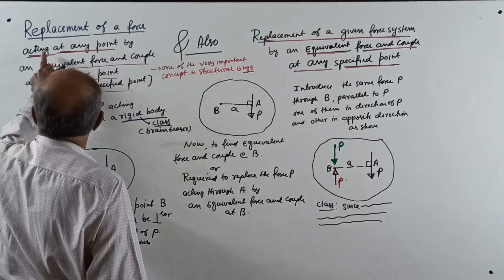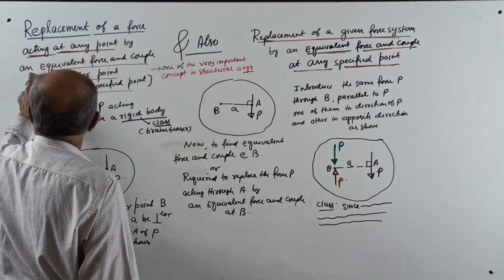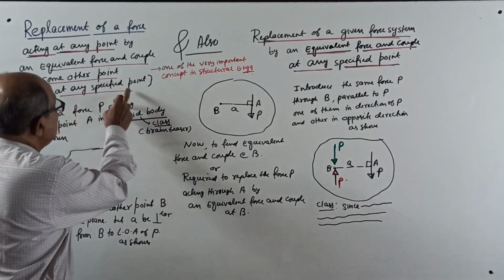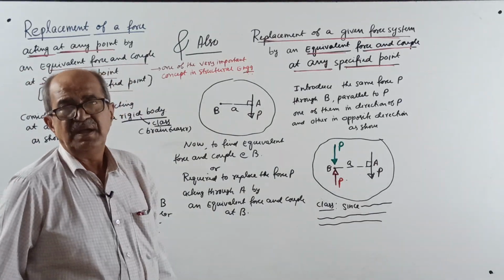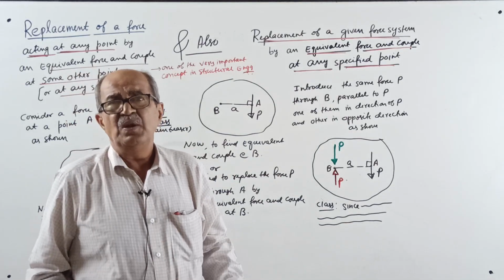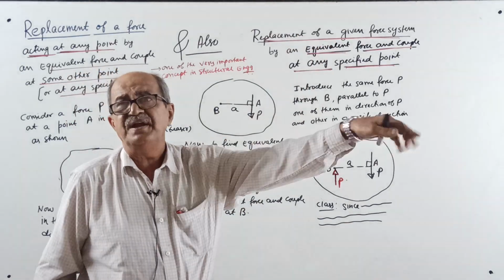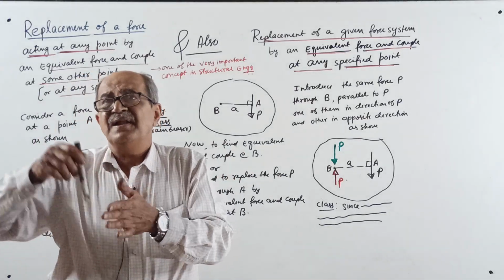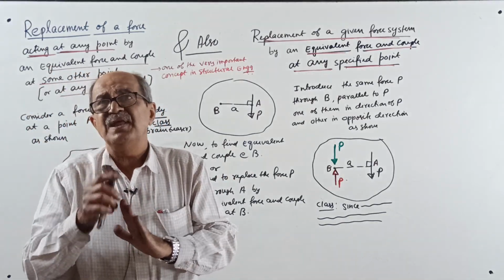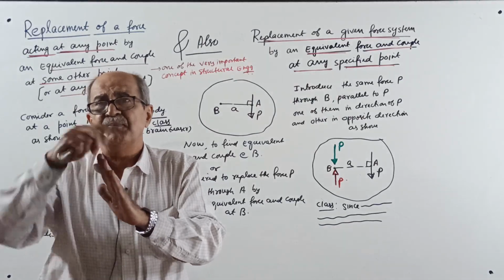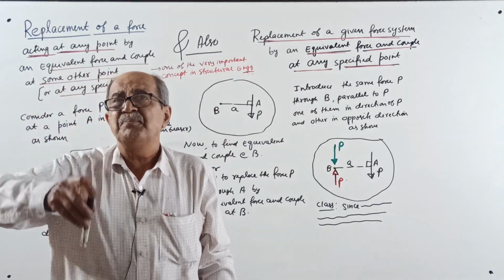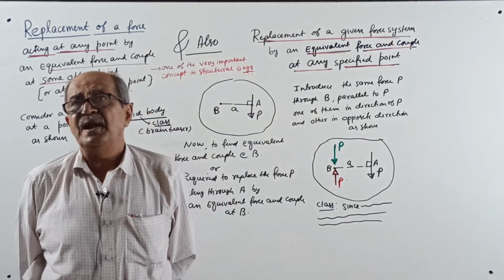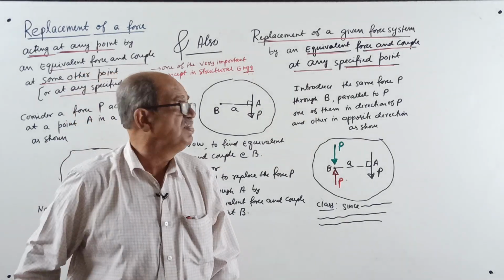Replacement of a force acting at any point by an equivalent force and couple at some other point or at any specified point. Heading, that is, make a note: a force is acting at some point. We want to remove that force from there and apply it at some other point. But what will happen is, not only force, there will be a couple. So what force you are applying at a new point and couple you are applying there, that is the equivalent force and couple at some other point.